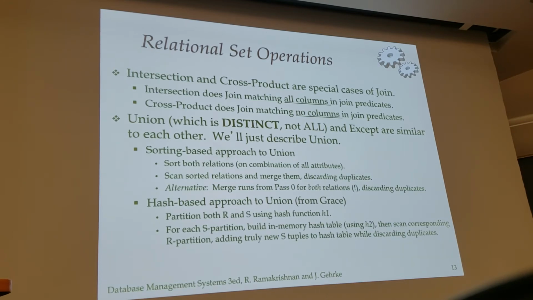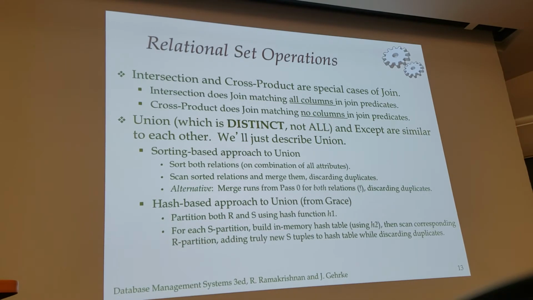Okay, now what about other operators? Well, as you may remember, intersection and cross products are going to be special cases of join. Intersection is a join on all attributes. If I have R of ABC and S of ABC, and I want to take their intersection, it's basically saying RA equals SA, RB equals SB, RC equals SC. It's a join on all the attributes. Cross product, which you try to avoid, Cartesian product, is also a join, just with no predicates.